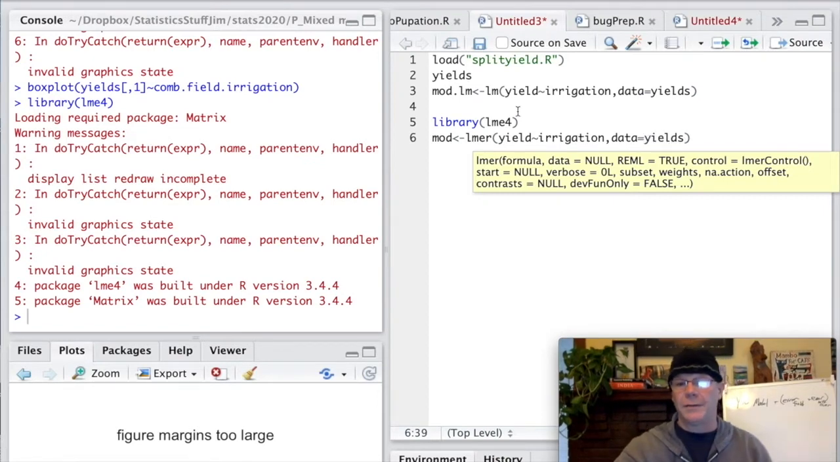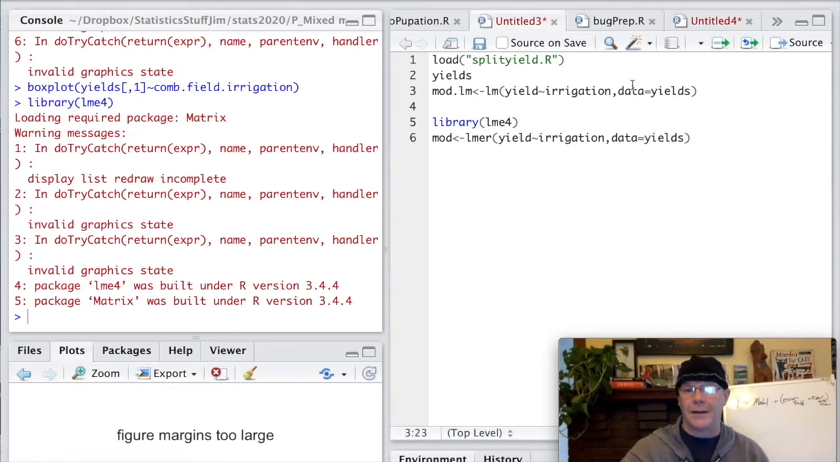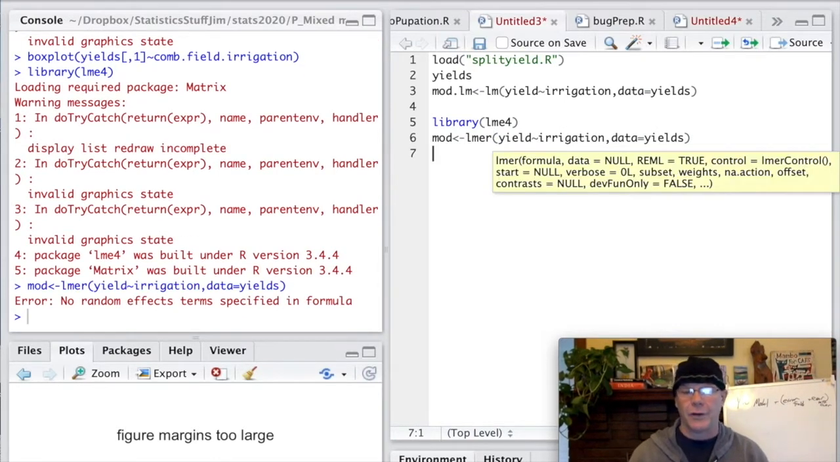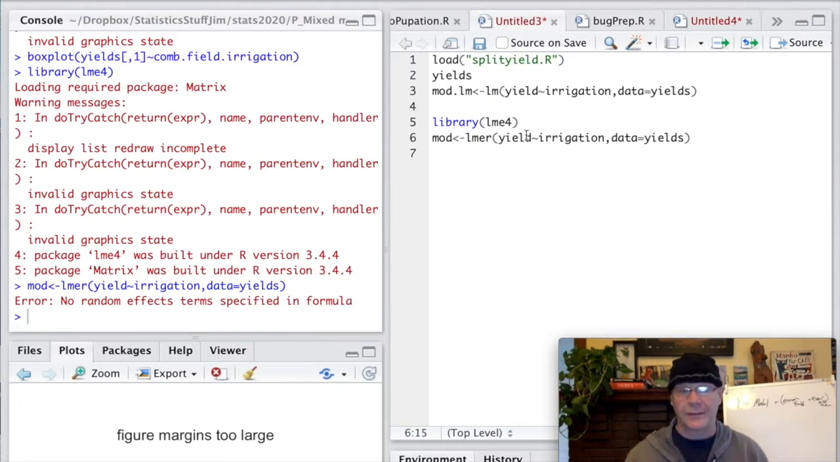So what I've done right here is I have typed the identical model that we had up here using the lm function as a linear model. Here I'm doing it as an lmer. If I run that, I will get an error message, and the error is that there's no random effect specified in the formula. So we're going to have to tell it what we want the random effect to be based on. In our case, we're going to put field in there, because we're going to assume that field is the random effect.